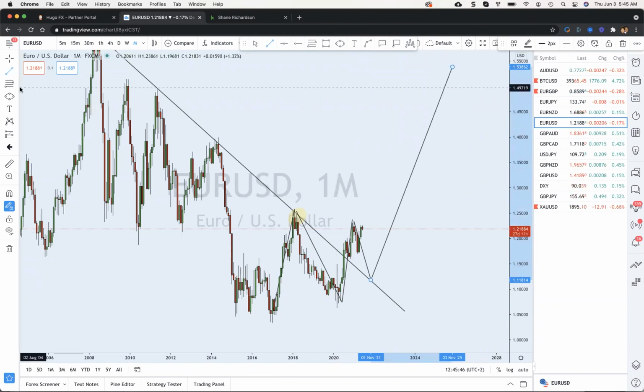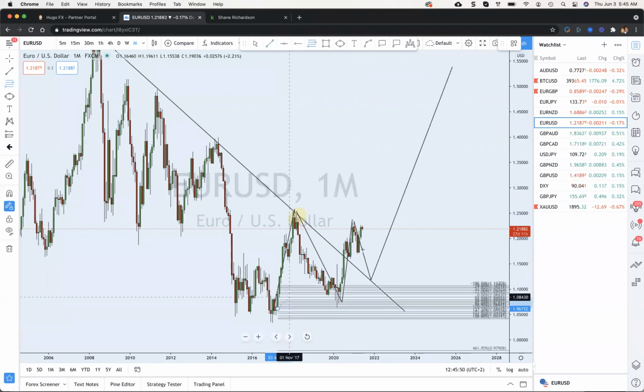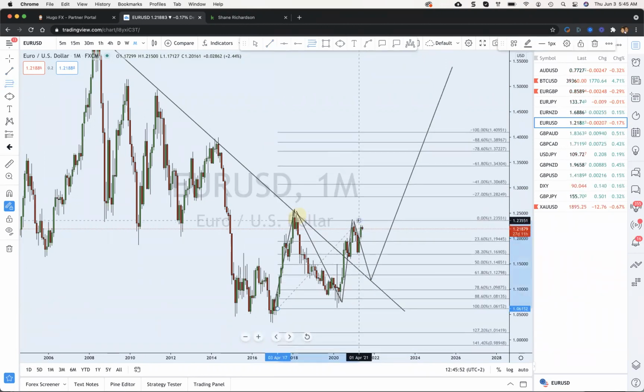And even if I hypothetically draw this from this bottom up to this top, you notice that that's a perfect 618 retracement. And that's right there on the trend line. So that's market structure. And that's typically how I look at it.